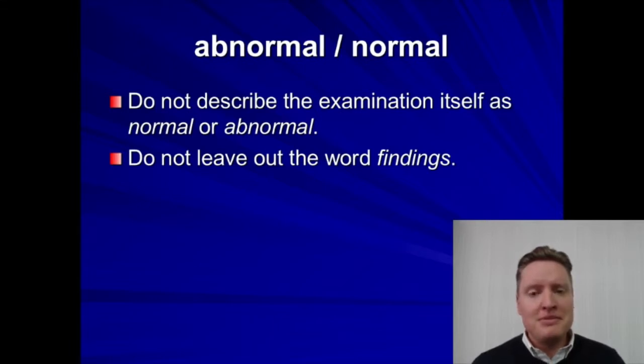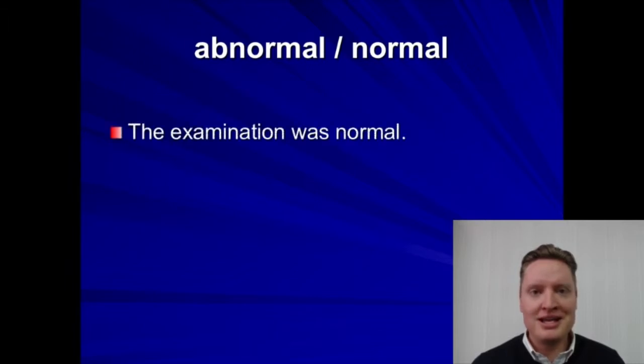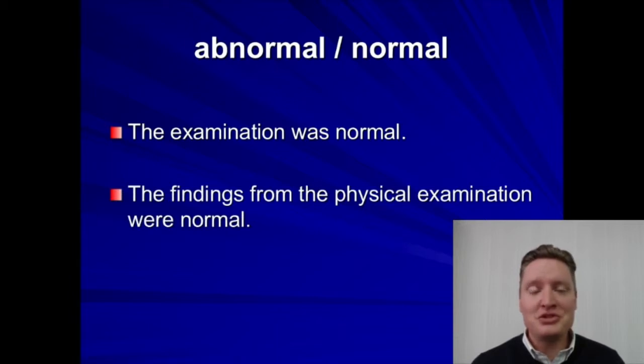The first misused word that I see both in my writing classes and in the papers that we revise are the words abnormal and normal. Now the key point here is do not describe the examination itself as normal or abnormal. Only use abnormal or normal to describe the findings of the examination. So for example, you cannot say the examination was normal. No, you could say the findings from the physical examination were normal. That's fine.